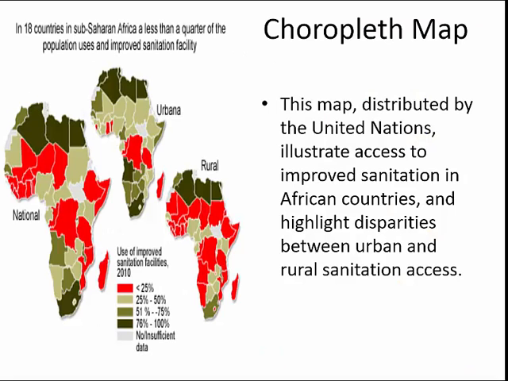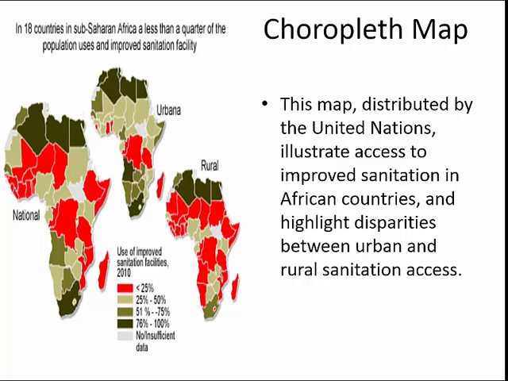Choropleth maps can also show populations. It can also show in this map, for example, who has access to sanitation in Africa. And they're comparing it nationally. Also, they're comparing urban populations as compared to rural populations. So who has access to proper sanitation on the continent of Africa? That's what the cartographer here is displaying.